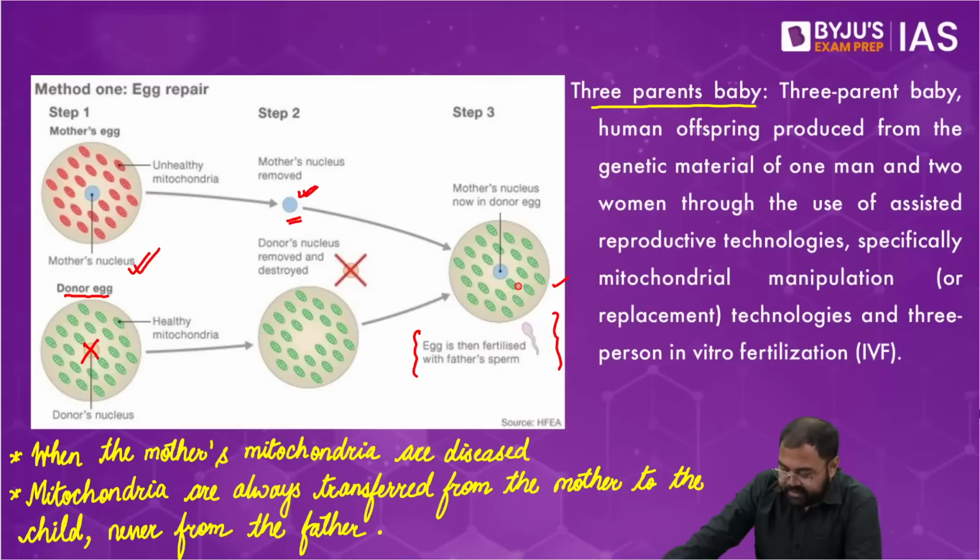So basically, the thing is that mitochondria are multiple in number. There are multiple mitochondria and there is only one nucleus. So replacing one nucleus is easier as compared to replacing multiple mitochondria. That is the reason why we do not really replace mitochondria, but instead we replace the nucleus.